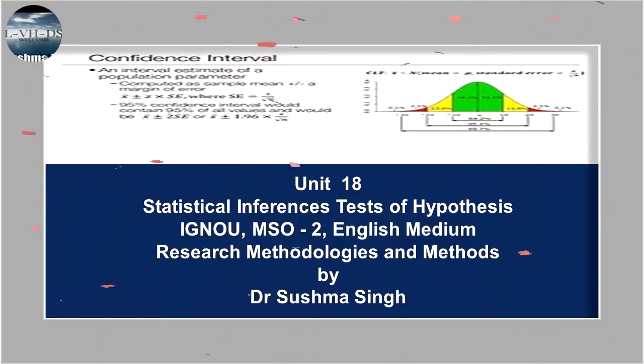A researcher, for instance, who wishes to test whether the annual per capita income in a community is higher than rupees 10,000, might formulate the null and alternate hypothesis as: null hypothesis H0: mu is equal to 10,000, and alternative hypothesis HA: mu is greater than 10,000.